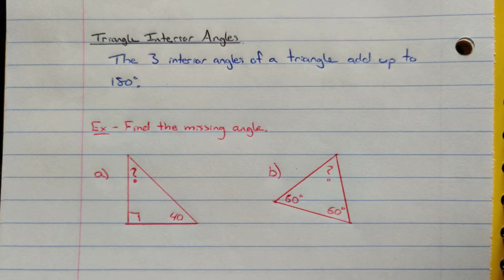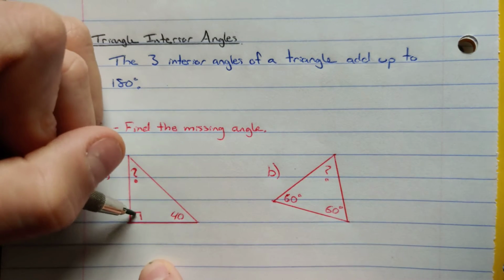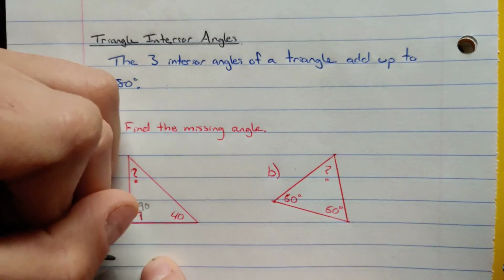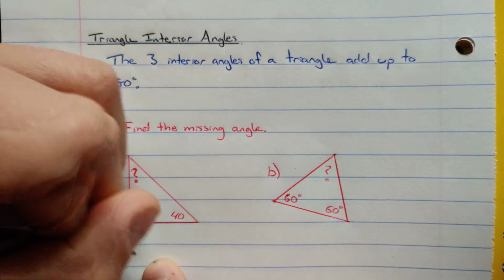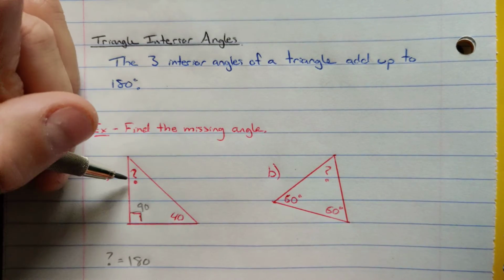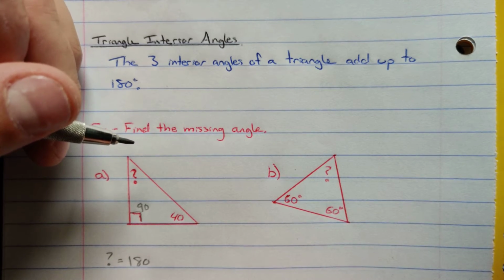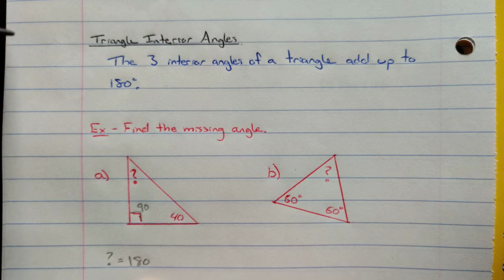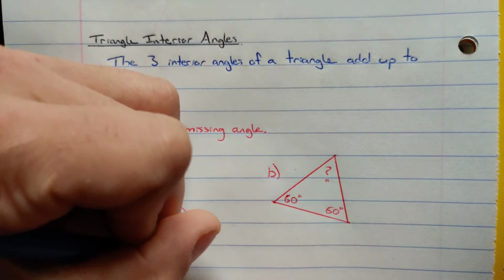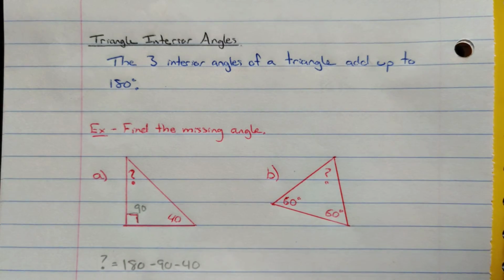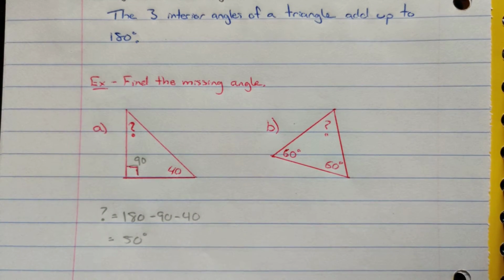So we want to find the missing angle in these triangles. Now, we know the angles in a triangle add up to 180. So here I have a right triangle. We know a right angle is 90. So to find this missing angle here, our unknown angle equals 180. That's kind of like a variable. I can use a question mark for a variable. That connects back to our last unit. Anyways, 180 minus 90 minus 40. And when we do that, we're left with 50 degrees. That's our unknown angle.